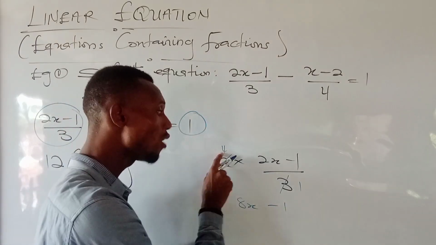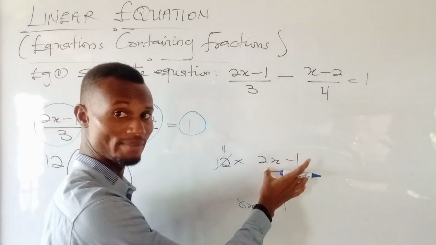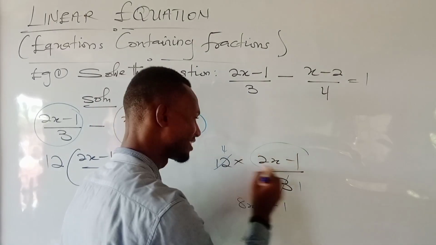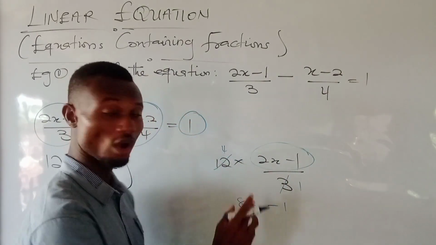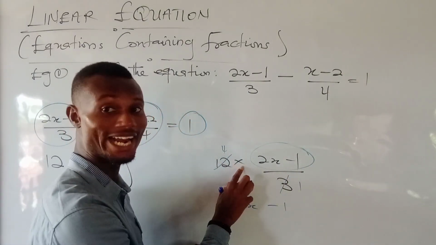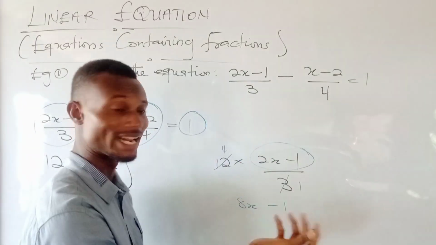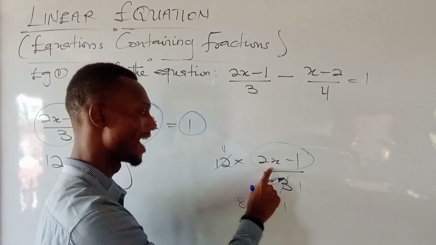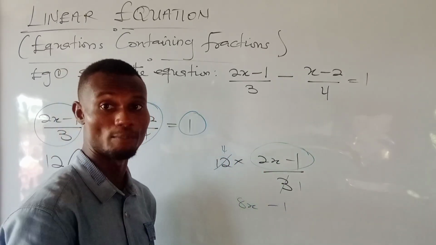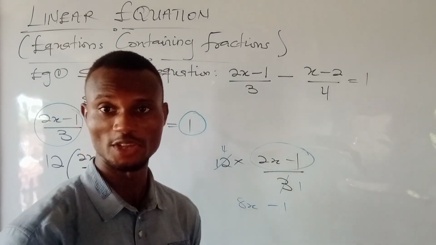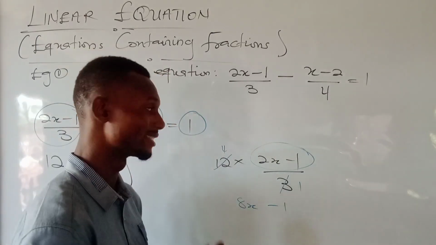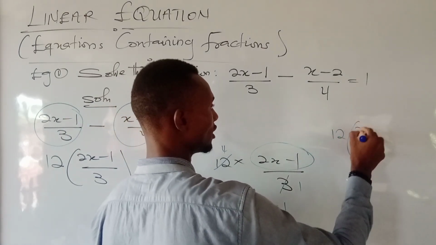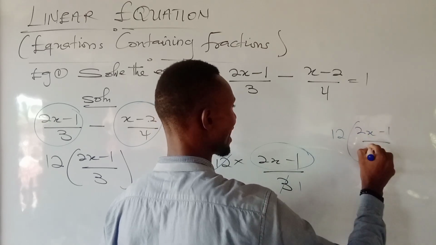Because the 4 multiplies every term at the top here. The 4 is supposed to multiply the whole of this expression at the top, but because the student used a multiplication sign like this, the person forgot that the 4 is supposed to multiply the minus 1 as well. So the person will do only 4 times 2s and write 8s and bring negative 1. Most students do that. That's why I prefer you use the bracket. Because when you use the bracket, this is how it's going to be: 12 into bracket 2s minus 1 all over the 3.